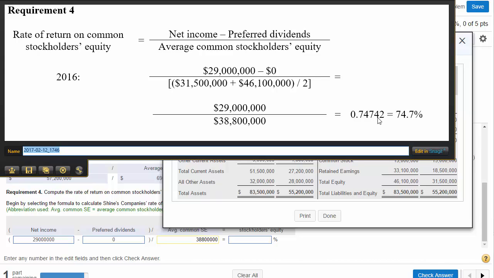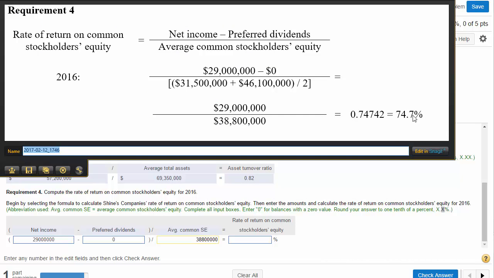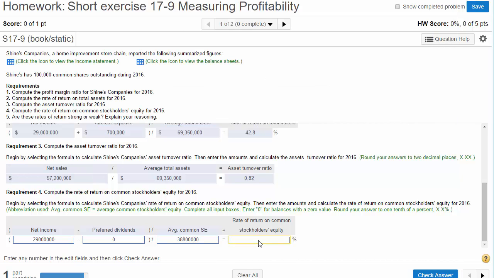And then when we do the math, we get 0.74742. We need to multiply that by 100 to convert it to a percentage. So that's 74.742. But our rules say to round to 1 decimal place. So that becomes 74.7%.